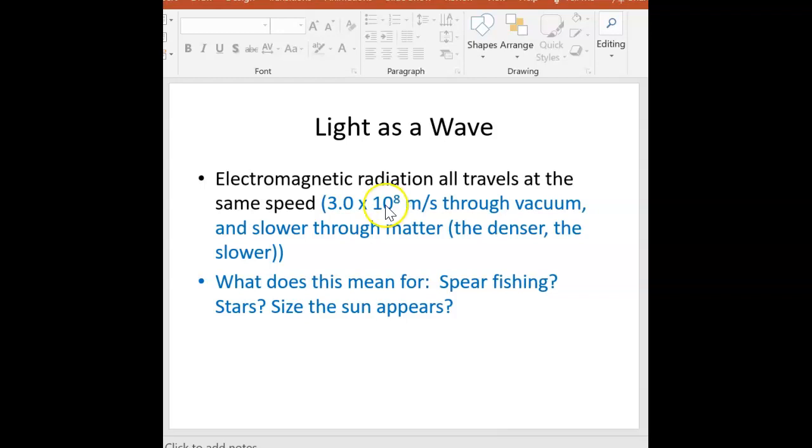Okay, that will always, always, always be true. You will probably memorize that number by the end of this chapter. 3 times 10 to the 8th meters per second. Okay, that is what the speed of light is.